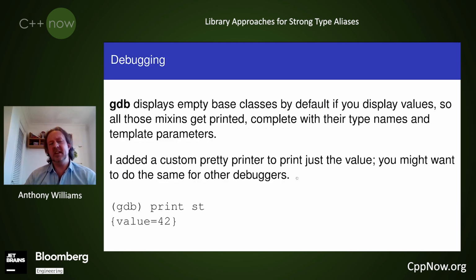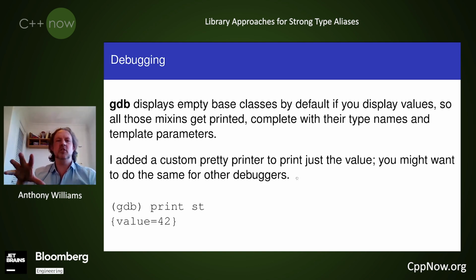So one thing that I will say is that when you're debugging these, if you're using GDB, then it has a tendency to display empty base classes. And if you've got a lot of custom properties, that ends up with a lot of empty base classes, each of which has a template parameter, which is the full instantiation of your strong typedef. And you can end up with a great big list of empty base classes. You might end up with a 15-line printout of empty base classes just so it can say value equals 42 at the bottom.